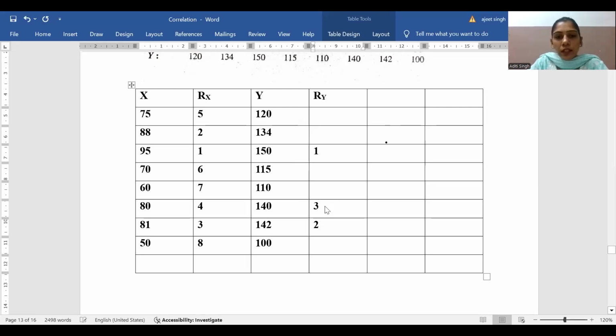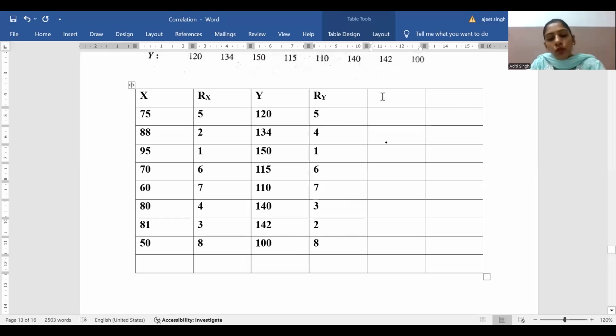So let's give it 3. After 140, the highest value is 134. So it is 4. After 120, it is 5. After 120, it is 115. 6. After 115, it's 110. And in last, 100 is the lowest value. So let's give it an 8.